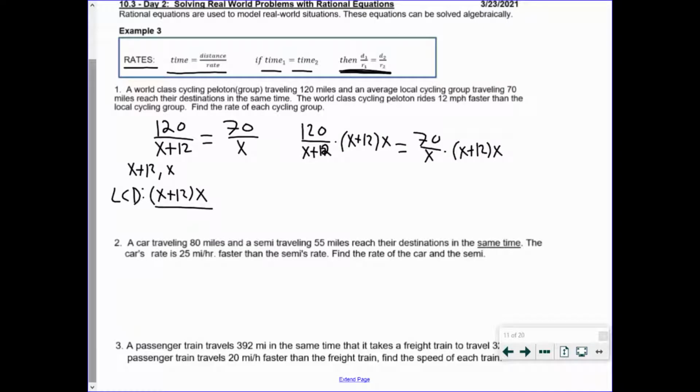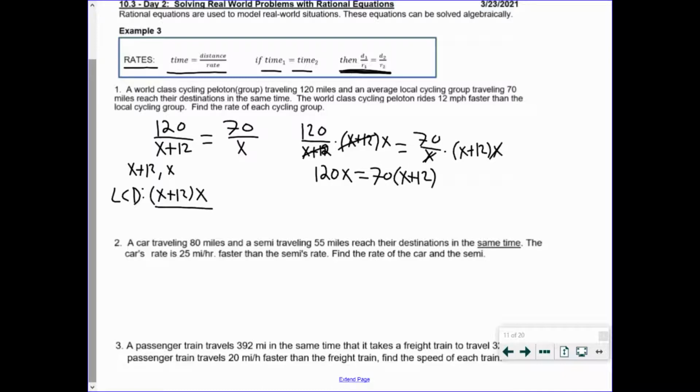When you multiply any fraction by its LCD, you get rid of the denominator, and that's what we're trying to do here. The x plus 12 and x plus 12 cancel out, and we're left with 120x. On the other side of the equation, the x and x cancel out, and we're left with 70 times x plus 12.